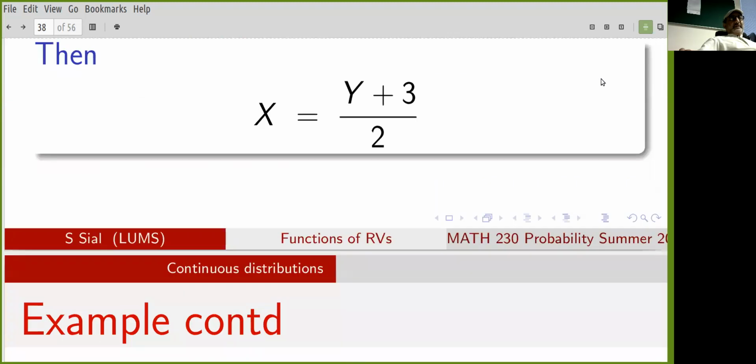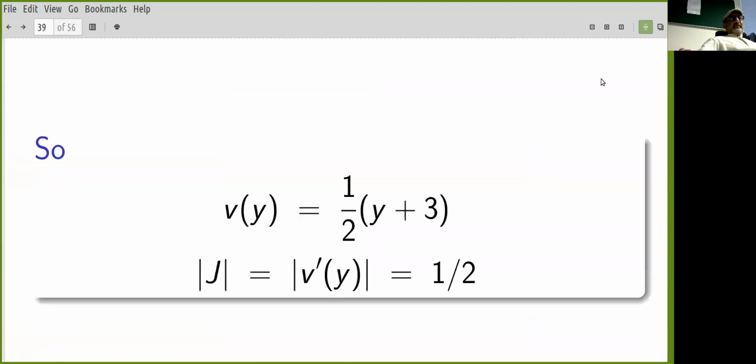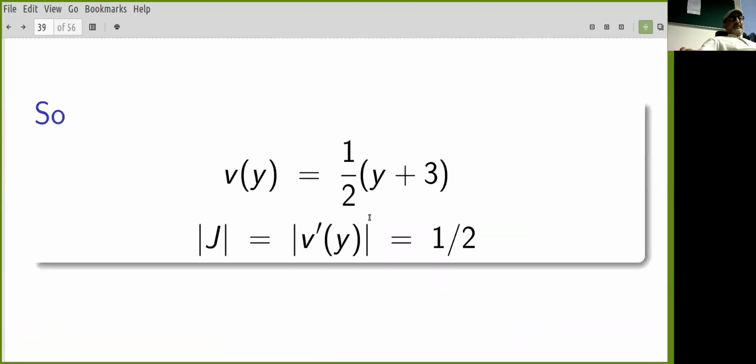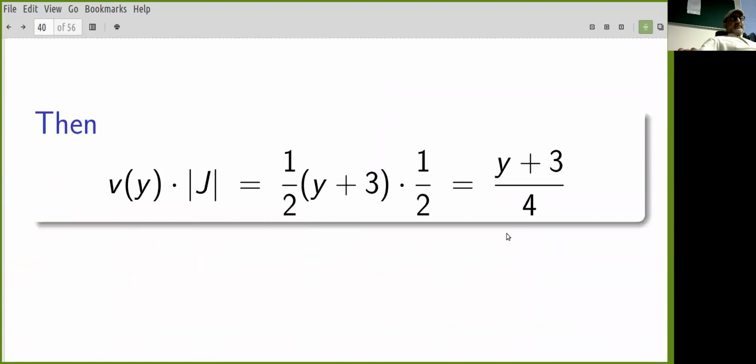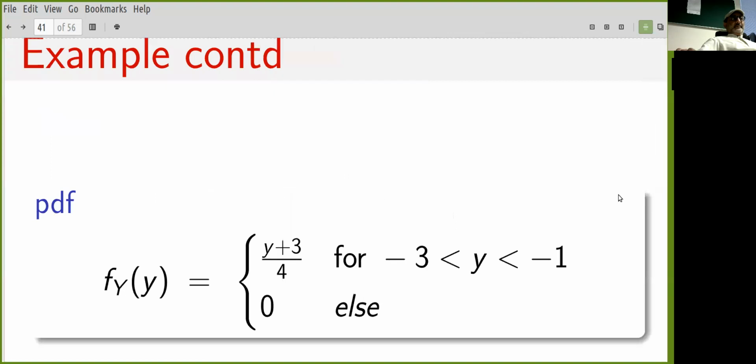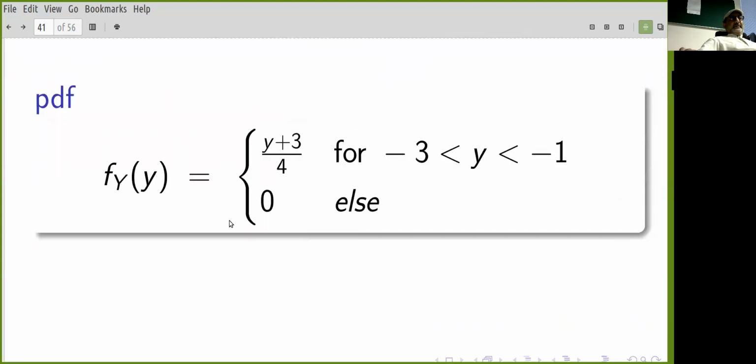Its derivative with respect to y is 1/2, right? So v of y is 1/2 y plus 3, and the derivative of that, and then you take its absolute value, is 1/2. So f of v of y times the absolute value of the derivative of v is y plus 3 over 2 times 1/2, which is y plus 3 over 4. So the PDF is going to be f sub y of y equal to y plus 3 over 4.